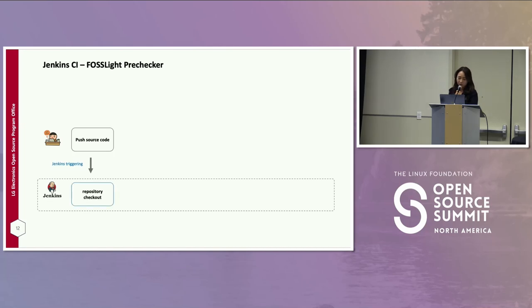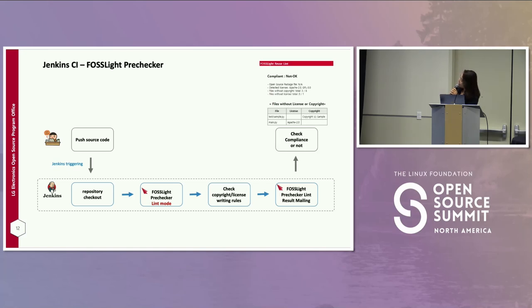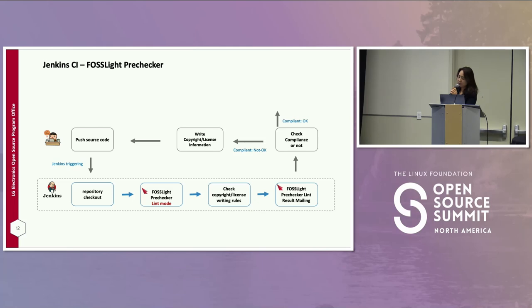So developers push the source code, and Jenkins is operated and the repository checker runs. FOSSLight pre-checker lint mode means that it checks whether the source code has the right information about copyright and license. So it checks the license and copyright writing rules, and if it's not compliant, developers fix the source code, and check again, and when compliant, okay, it's good. It's the Jenkins example, but honestly, this is just a demo, so we haven't adopted it yet. But our goal is to adopt this for all source code repositories.